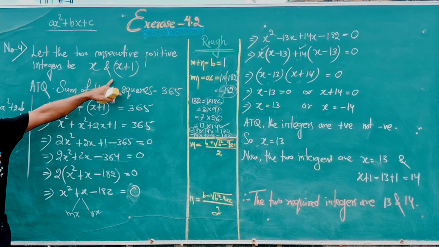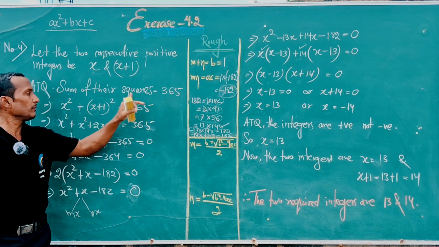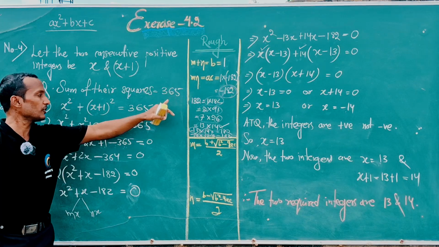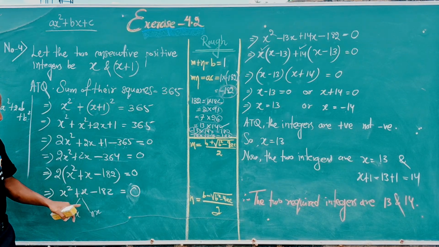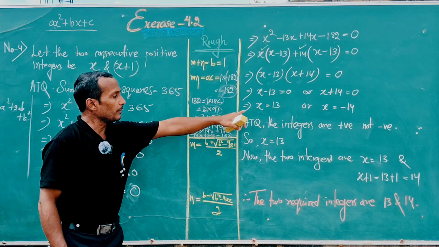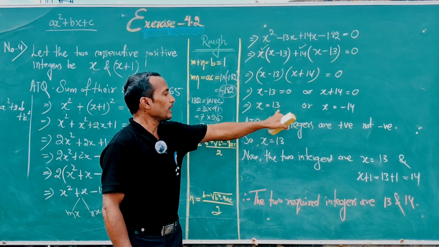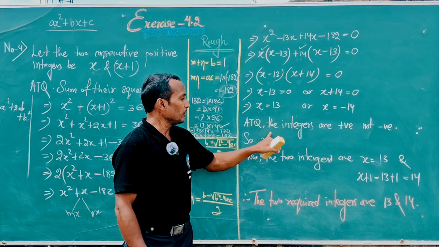So we took two consecutive integers. According to the question, we wrote sum of their squares is equal to 365. This acted as LHS, this acted as RHS. Then on simplification, we got a quadratic equation, and by factorization method, we factorized the polynomial on the left side, and then we found the values of x. But x is equal to 13 was permissible here.